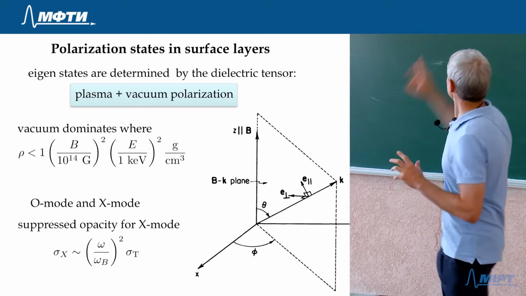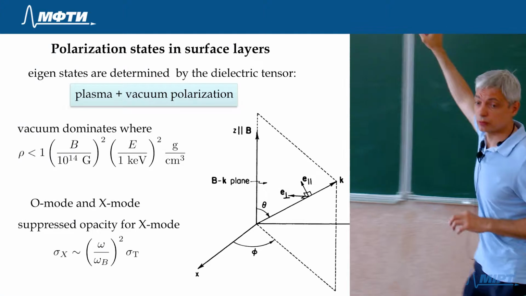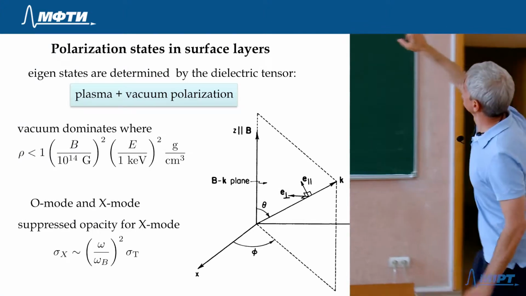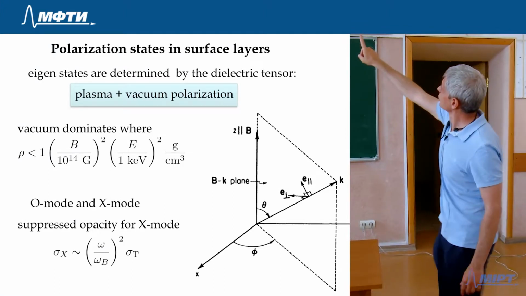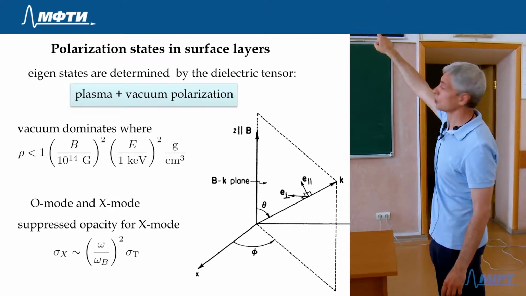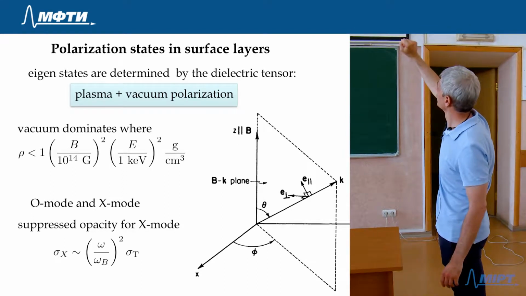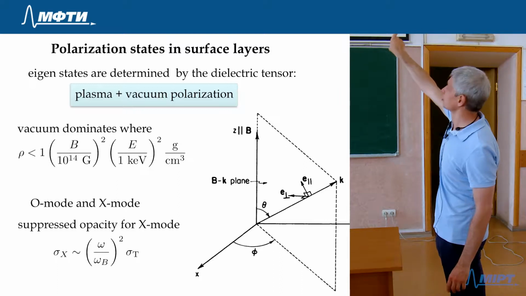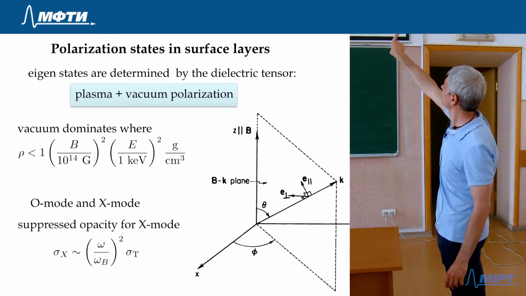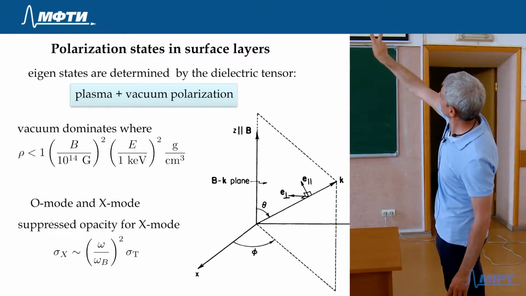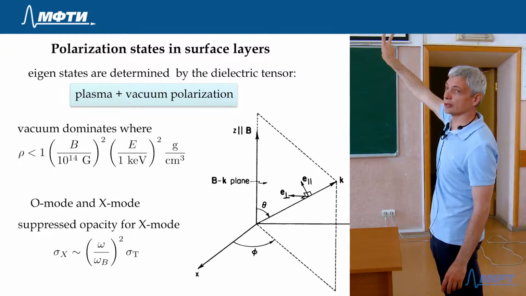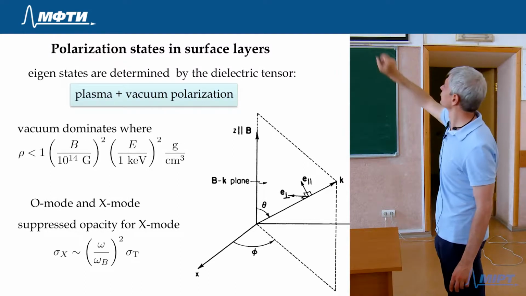So this plot shows how these two modes are defined. You see the magnetic field here. The z-axis is chosen along the magnetic field. Then there is the k vector. This is the wave vector of the photon. And again, you have k and B, two vectors that define a plane. That's the preferred plane of the problem, right?